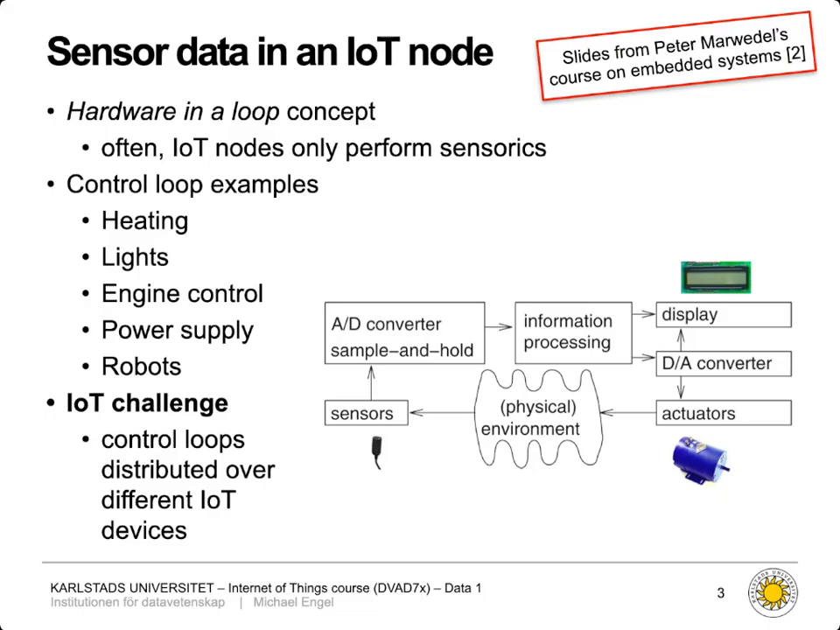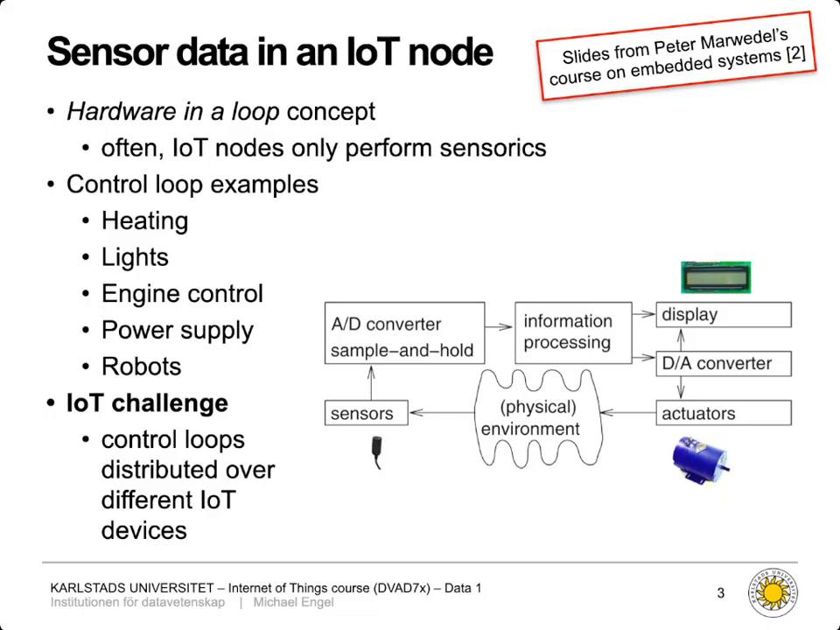So what we have here in general is what we call hardware in the loop. So essentially, by measuring things from the environment, processing this data, and then using an actuator, for example, if this would be a mobile robot, we would change our view of the environment because we would have moved to a different place in our environment. So we can sense something new.